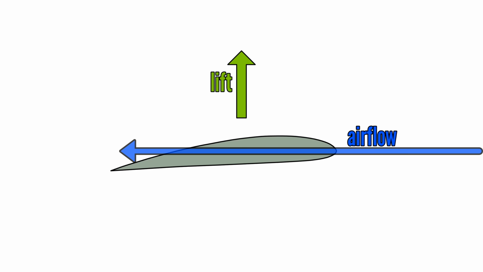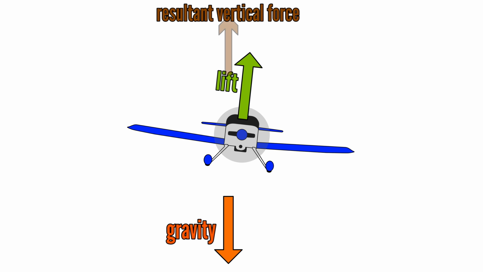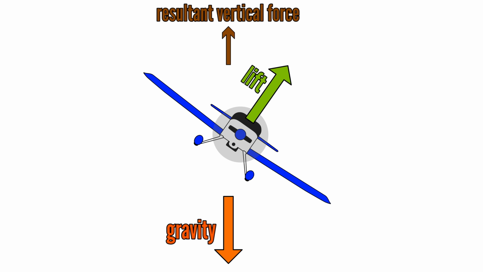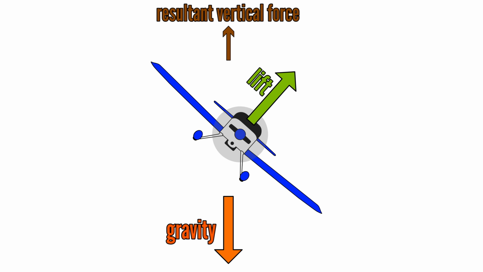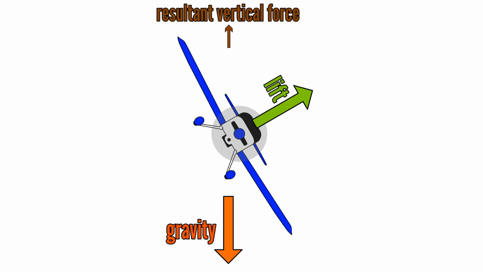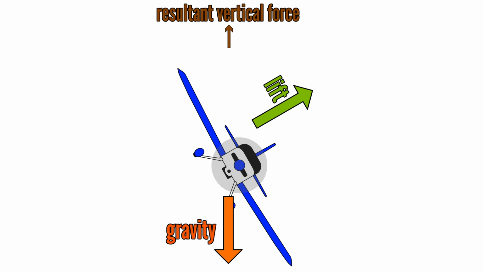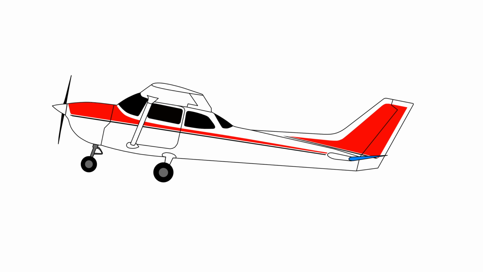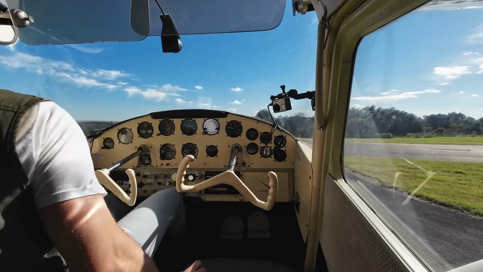However, as it banks, the lift vector tilts away from vertical. Lift acts perpendicular to the relative airflow. So, as bank angle increases, less of that lift acts vertically to oppose gravity. The steeper the bank, the more the vertical component of lift decreases, causing the aircraft to descend. To maintain altitude during a bank, the pilot must increase total lift. That means increasing the angle of attack by pulling back on the yoke or stick.